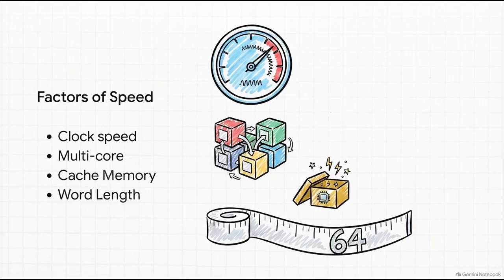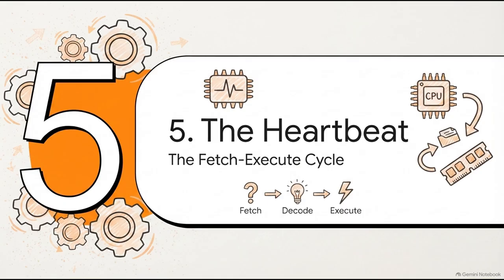We also add cache memory, which is insanely fast storage built right onto the chip itself. And finally, there's word length, usually 32 or 64 bits. The larger the word length, the wider those data highways are, meaning way more data can travel at the exact same time. All right, Section 5, the heartbeat, or the fetch-execute cycle.